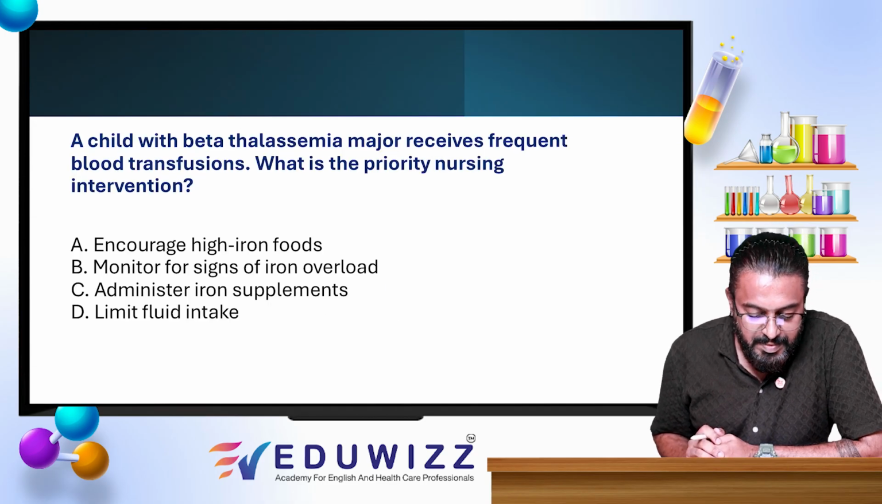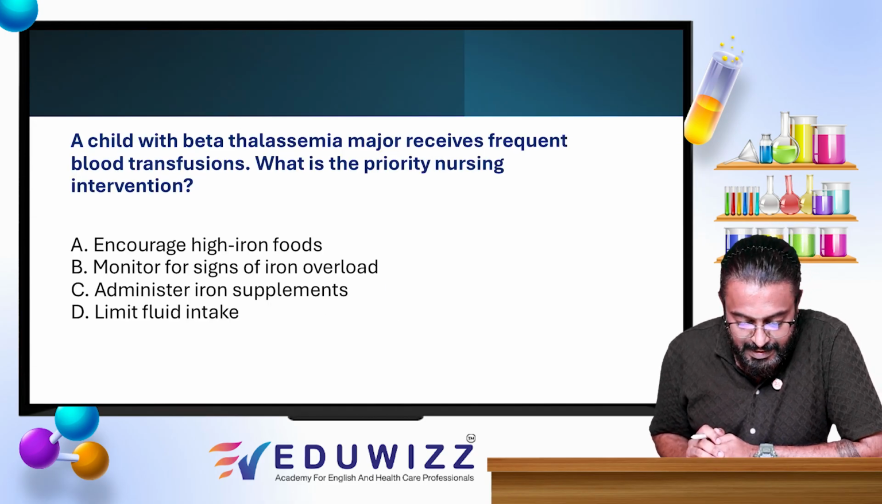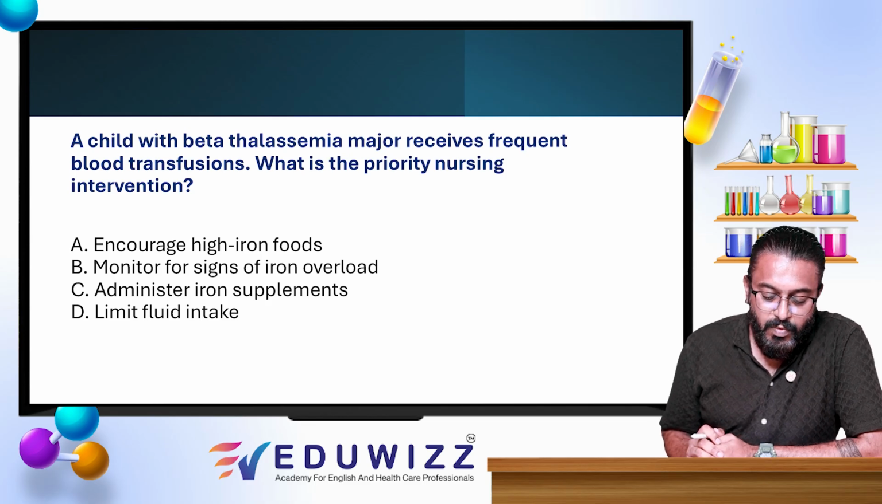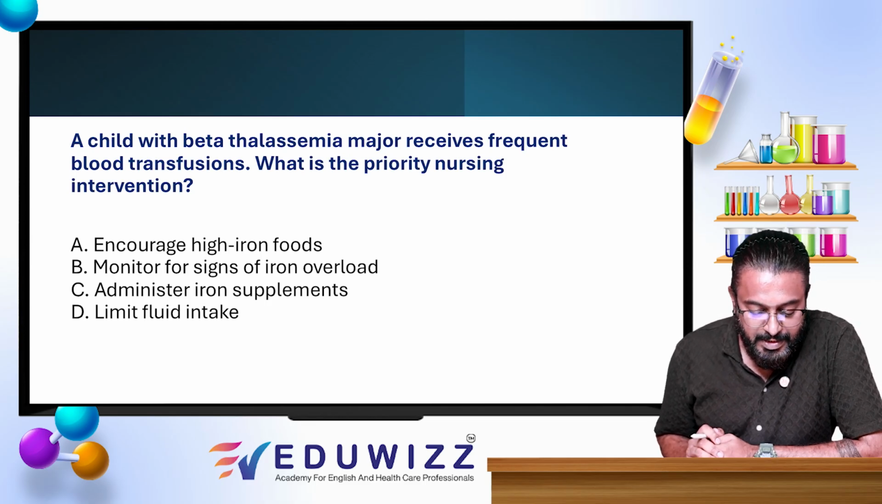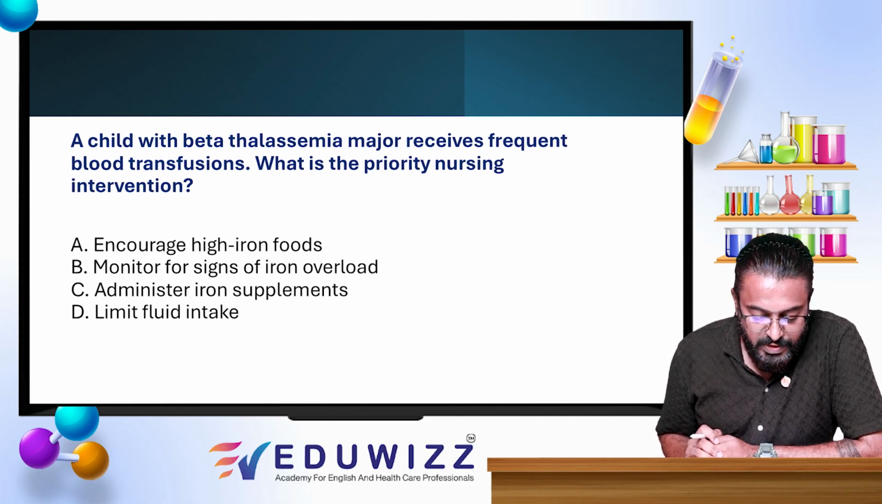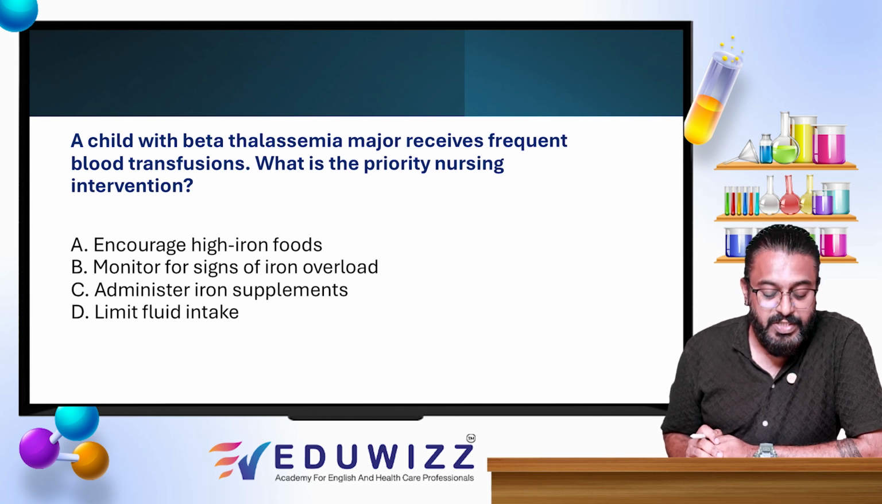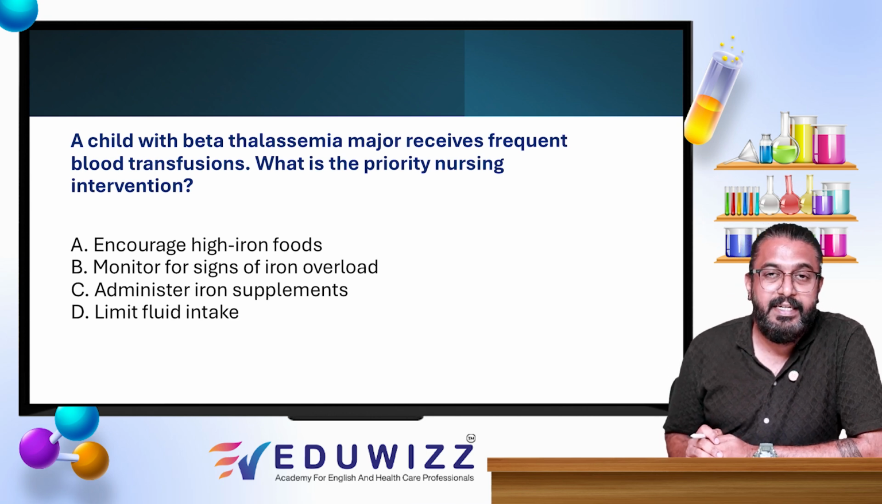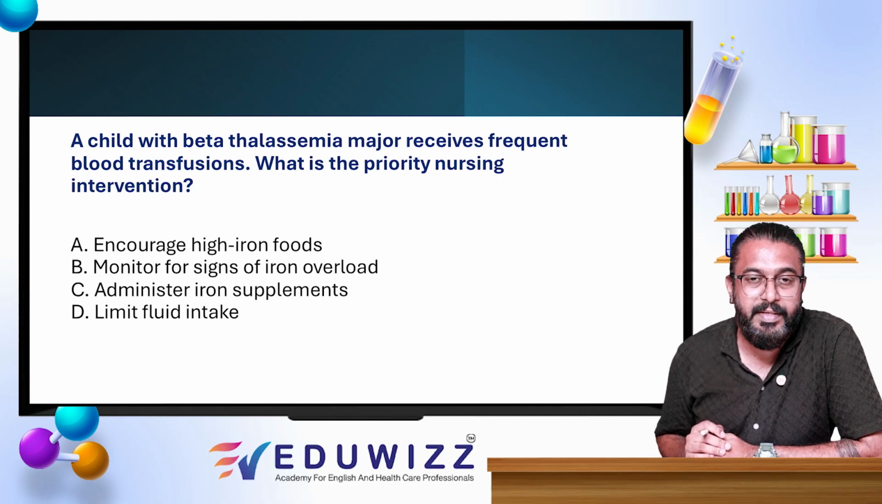First: a child with beta thalassemia major receives frequent blood transfusions. What is the priority nursing intervention? A. Encourage high iron foods. B. Monitor for signs of iron overload. C. Administer iron supplements. And D. Limit fluid intake. So, I think you have the answer already.